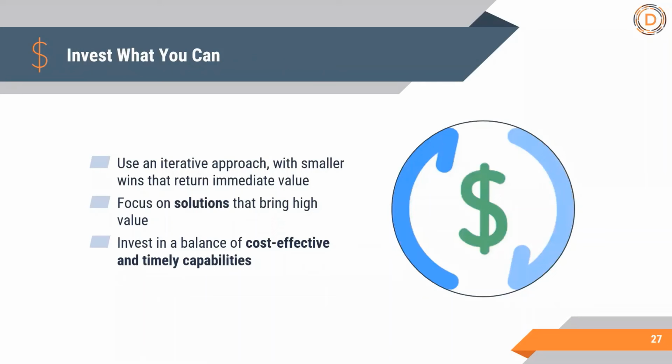Second is invest what you can. Now, this is important once you know that roadmap, because getting there can be somewhat daunting, especially for organizations that have limited resources. So what we recommend is that you start small. Focus on the high value solutions that you can accomplish now and get that quick return on investment. This also allows you to get some momentum within your organization and show the value of your work, right? So you start moving forward on that. We recommend a very iterative approach to this process, because we know it can't happen overnight.